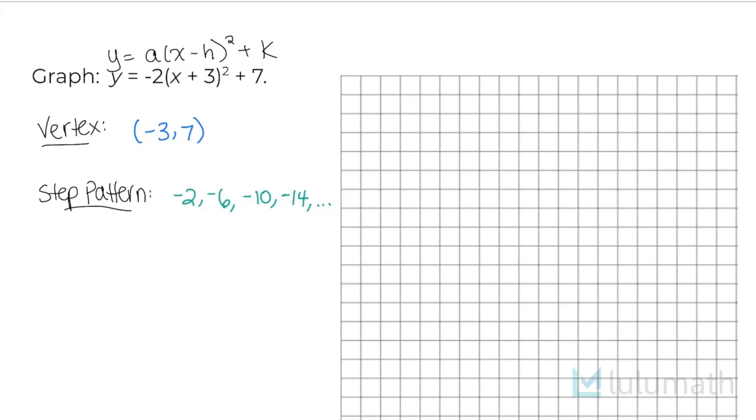So a reminder, the vertex occurs at H, K, and our H value here has to be a -3 in order to turn this minus sign into this plus sign. We need to have a negative here because the double negatives cancel each other out to become a positive. And then our K value is just simply the 7 right here. Now for the step pattern, we have to do 1A, 3A, 5A, 7A, so on and so forth. And the A value is equal to -2.